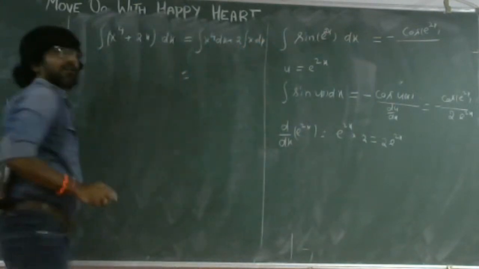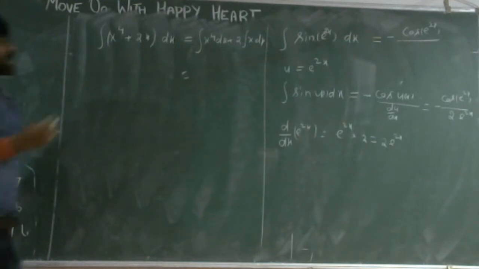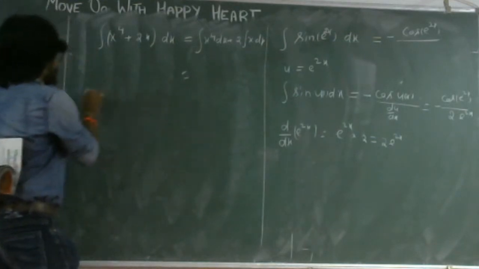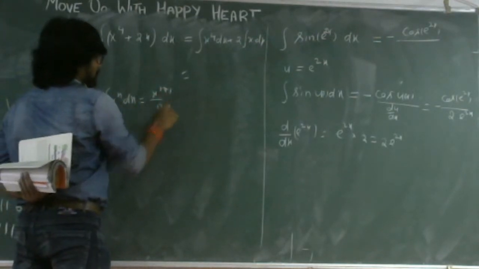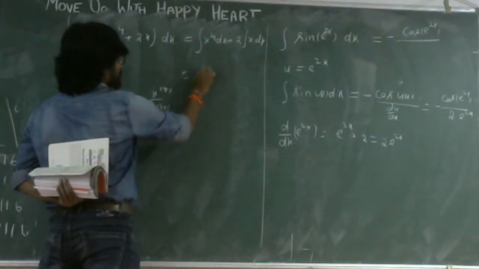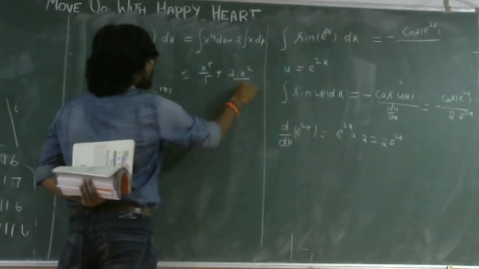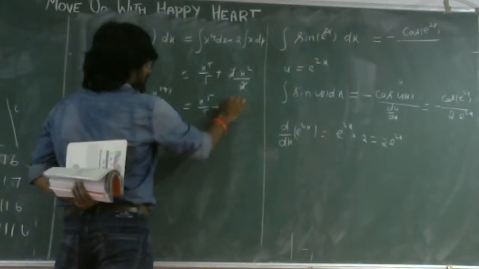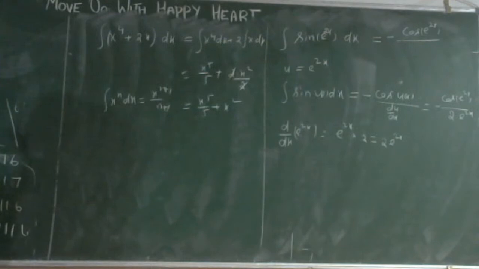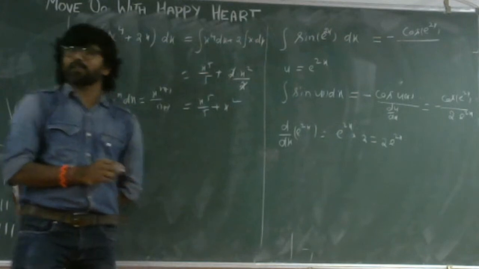What do you get? The integral of x power n dx, the general formula, is x power n plus 1 by n plus 1. So it is 4 plus 1, 5: x power 5 by 5 plus 2 into x square by 2. The 2 cancels, so you get x power 5 by 5 plus x square. Or you can take x square common and write it as x square into x cubed by 5 plus 1. This way also you can write.